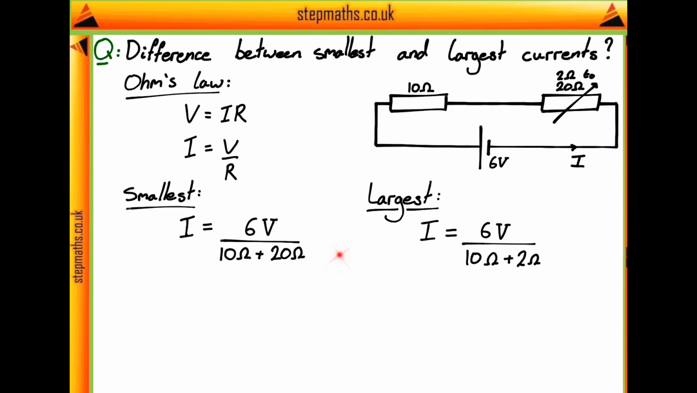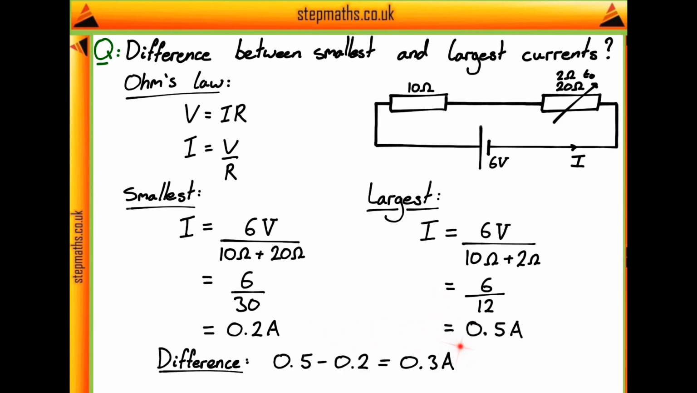So all we have to do now is simplify this. The smallest current is going to become 6 over a total of 30 ohms, which of course is just 0.2 amps. And then our largest current is 6 divided by 12, or 0.5 amps. We can use these two numbers to find the difference between them, which is obviously 0.3 amps, which is our final answer and corresponds to answer B given in the question.